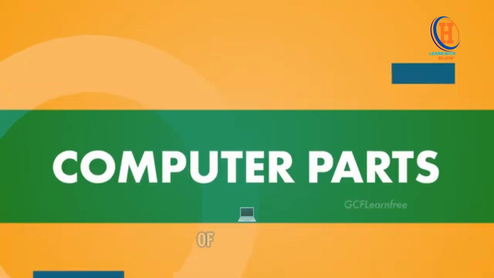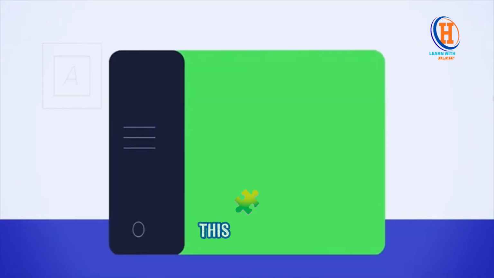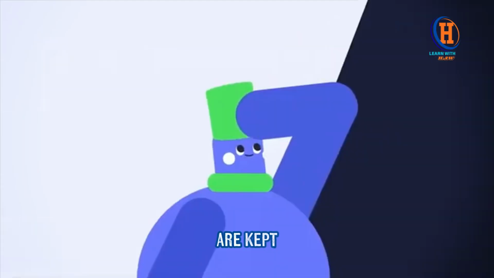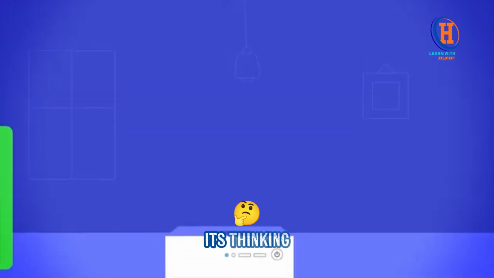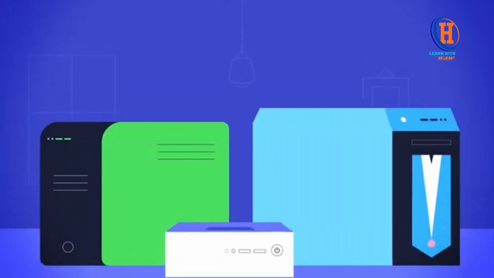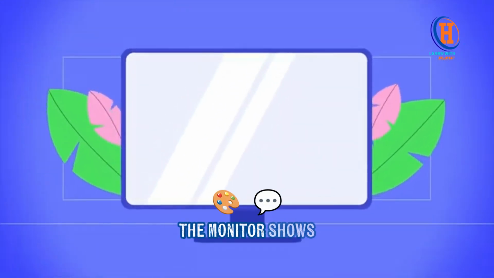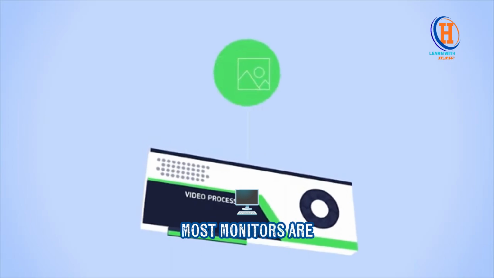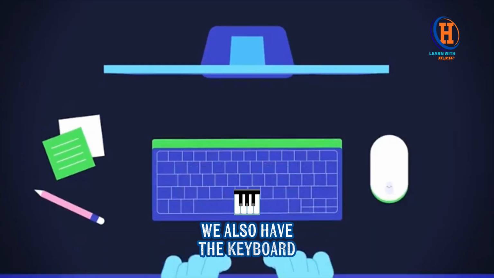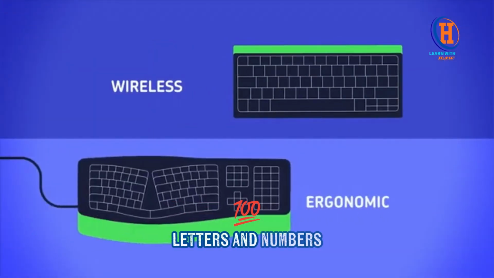Let's talk about the main part of a computer. One, we have the computer case. This is where the main parts are kept. It is where the computer does its thinking. Two, we have the monitor. The monitor shows picture and words. Most monitors are thin and flat. We also have the keyboard. The keyboard is used to type letters and numbers.